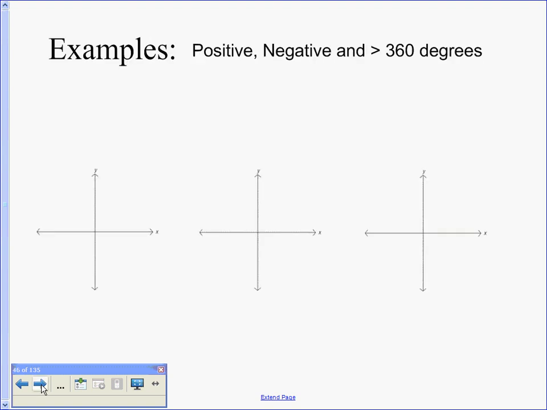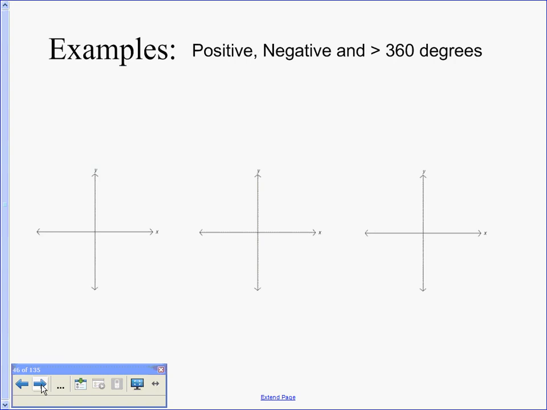So now we're going to look at several different examples of positive, negative, and angles that are greater than 360 degrees, mainly just so that you can recognize them if you're given a sketch, and that you would be able to give the correct degree measure.